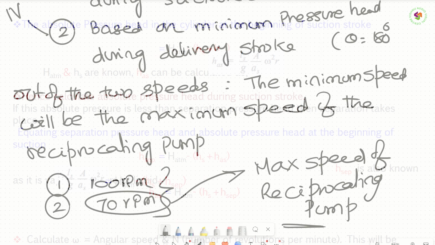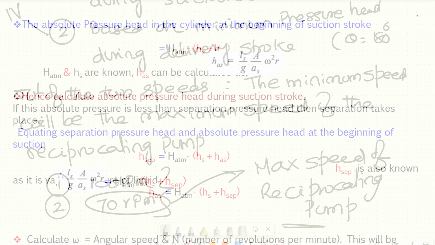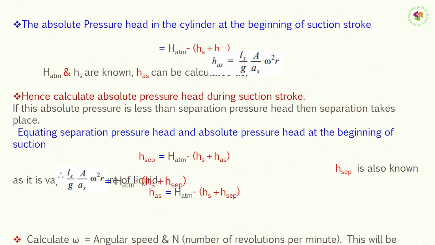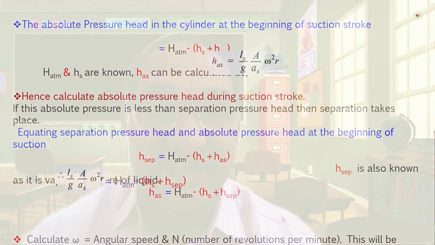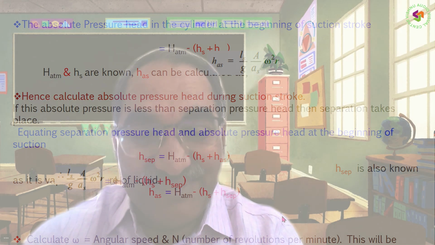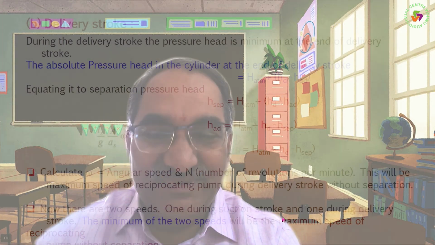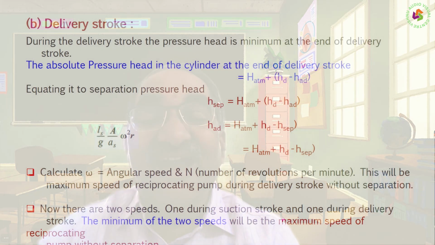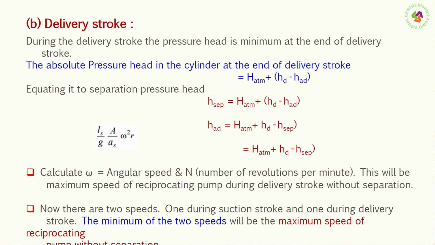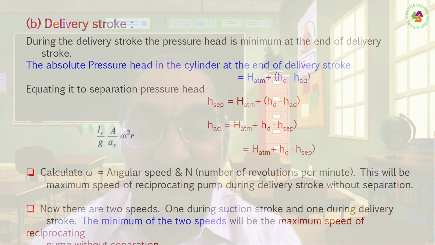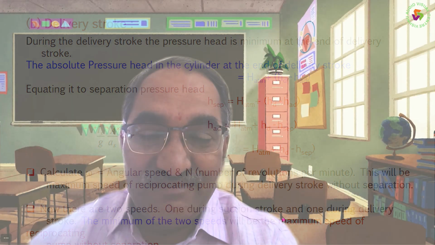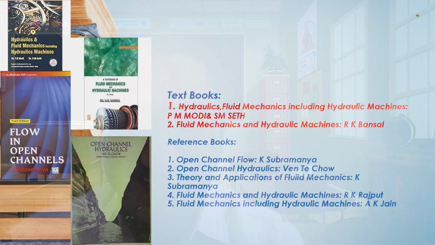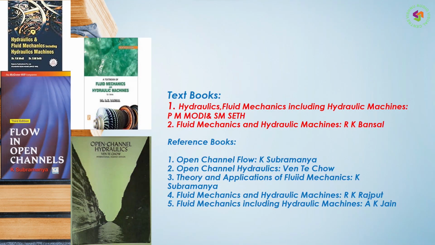Similarly, go to the delivery stroke. You know what is HD, write the equation HD minus HAD, and this is above atmospheric pressure, so you have to write it that way. You need to write H atmosphere plus HD minus HAD, that is equal to the separation pressure head. Now HAD you bring on left hand side, and it is LD by G into A by AD into omega square R. Everything is known except omega. Find out omega. Now there are two speeds. Out of these two speeds, whichever is the minimum, that will be the maximum speed of the reciprocating pump. I have seen at least twice this problem is given in the semester examination. Please prepare well for this problem.